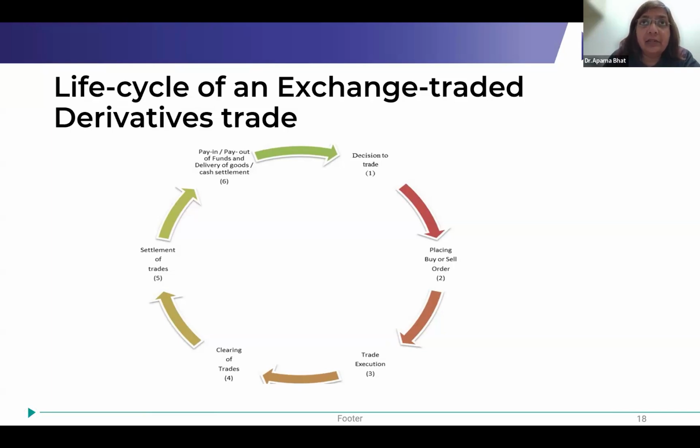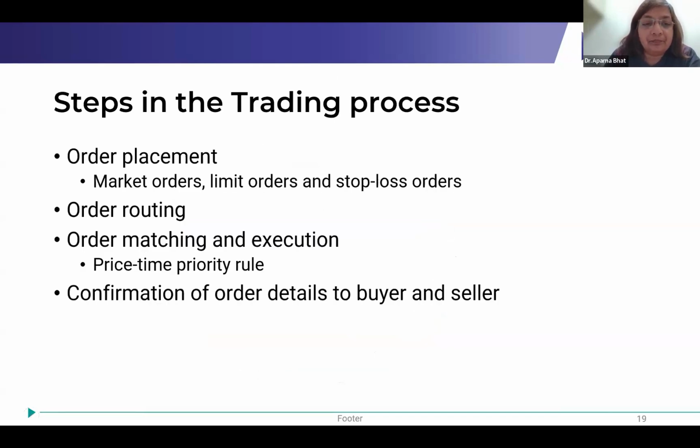And there the exchange will match the order. It has a matching engine which will match all buy orders with all sell orders, right? And once the order is matched, we say that the trade is executed, right? And after the trade is executed, the clearing house of the exchange will do the clearing and settlement of the trade, right? And then finally, on the expiration of the contract, the final pay in or payout will happen.